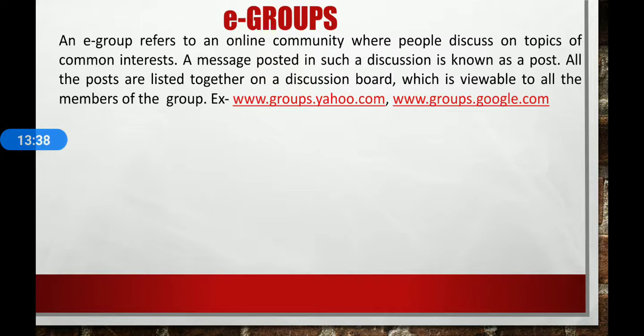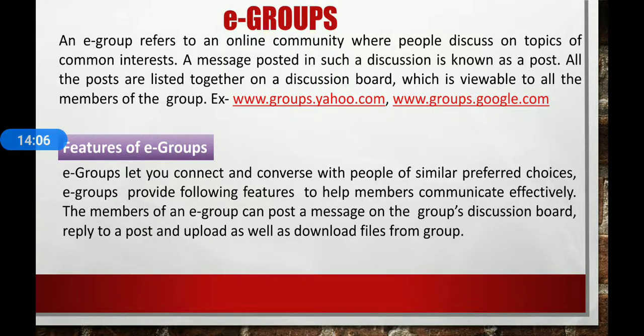An e-group is another name for online clubbing, where you meet people of your taste and likes, discuss things and then leave. Many portals allow you to create e-groups. Some popular ones are groups.yahoo.com and groups.google.com. These are some popular groups.